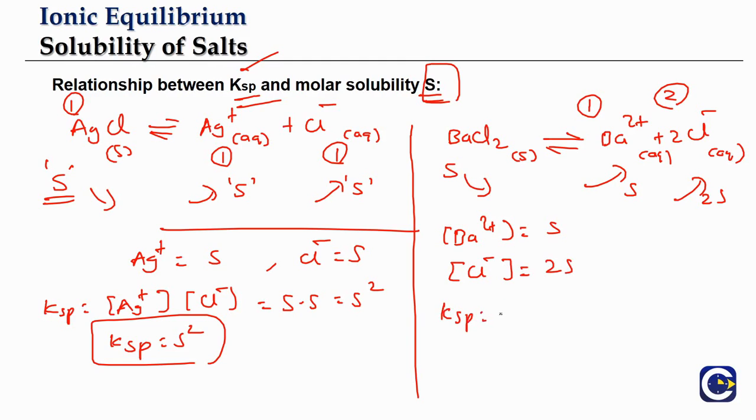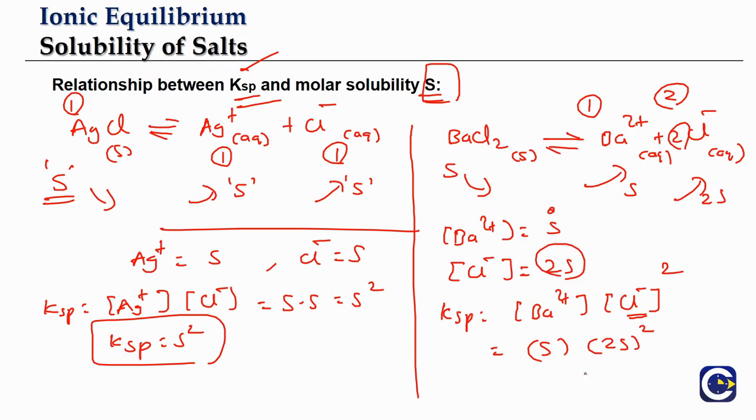And what is the Ksp formula here? The product of concentration of ions raised to the suitable powers. What is the coefficient for the chloride ions? 2, so we have to raise it to the power 2. Barium 2 plus saturation concentration is S, so we have S into chloride ion saturation concentration 2S, the whole square. 2S the whole square means 4S square. Already S is there, so totally 4S cube. So Ksp value will be equal to 4S cube. So for a given salt, the Ksp and molar solubility relation will change.